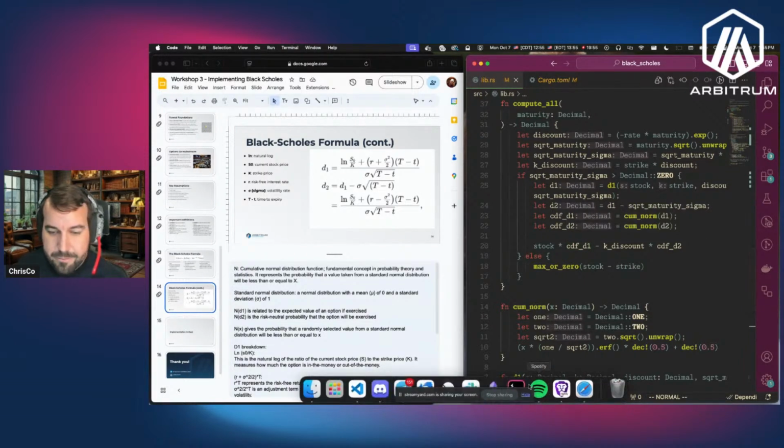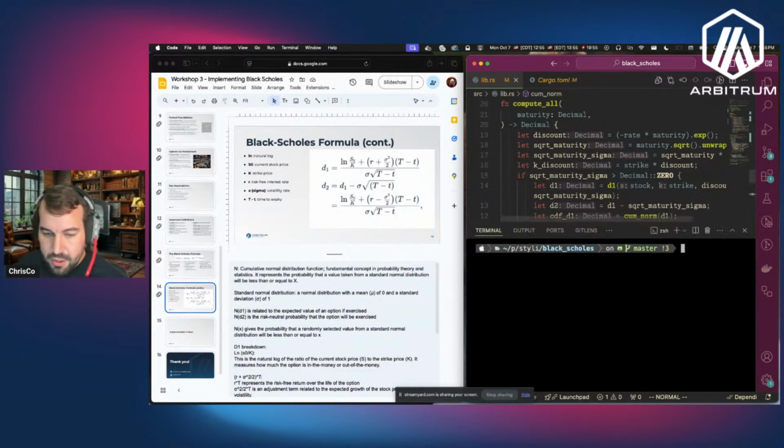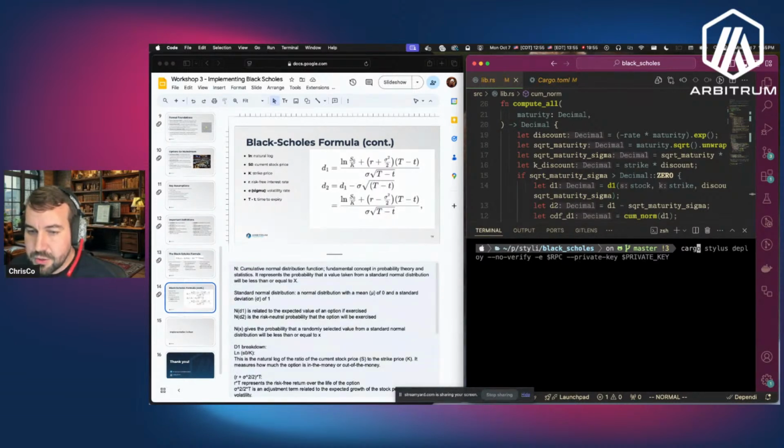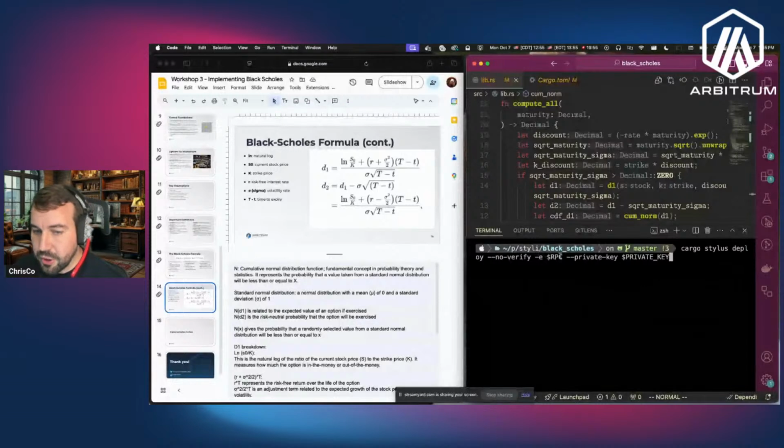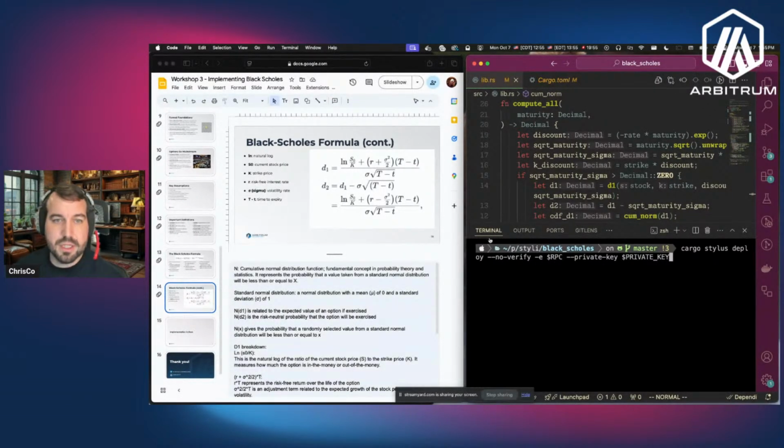Okay, so if we go here, we're going to pull up... I've already deployed this, but I'll go ahead and deploy it again. If I do cargo stylus deploy, I'm passing in the no-verify option, which basically says that we don't care about verifying this contract currently on Arbiscan. We're working locally anyway, so it doesn't matter. And the endpoint currently is set to my localhost at port 8547, which is the default port that a local Arbitrum dev node runs on.